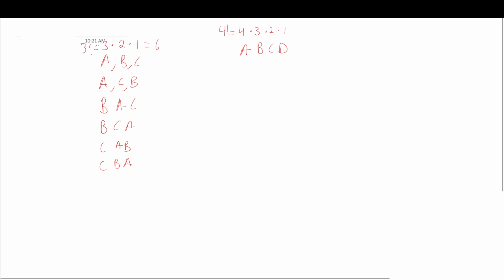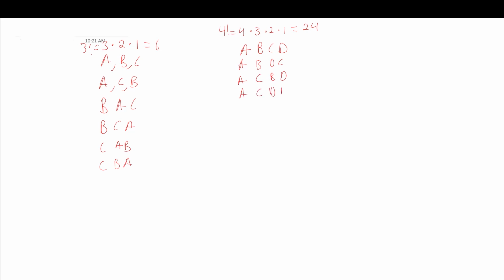This one came out to be 6. What would this be? 4 times 6, 3 times 2 would be 24. Okay, let's see if we get that. All right, so we have A, B, C, D, A, B, D, C. So I'm just going to rearrange those. Now I can start with C, B, D, A, C, D, B, and then A, D, B, C, A, D, C, B. Okay.